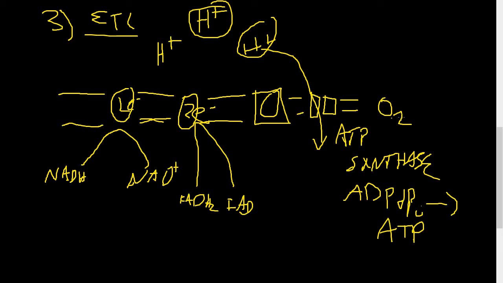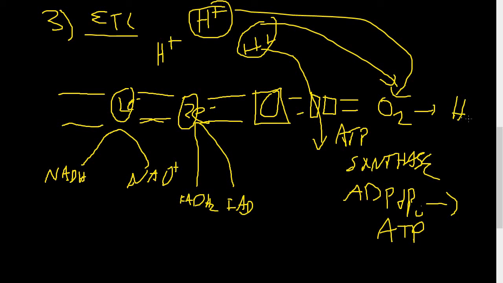finally accepted by oxygen, the final electron acceptor, and it then binds with two hydrogens to form H2O. Oxygen is a diatomic element, so it can only exist in forms of O2, naturally at least. So the formula goes like this: 2H+ plus 1/2 O2 would then form H2O.